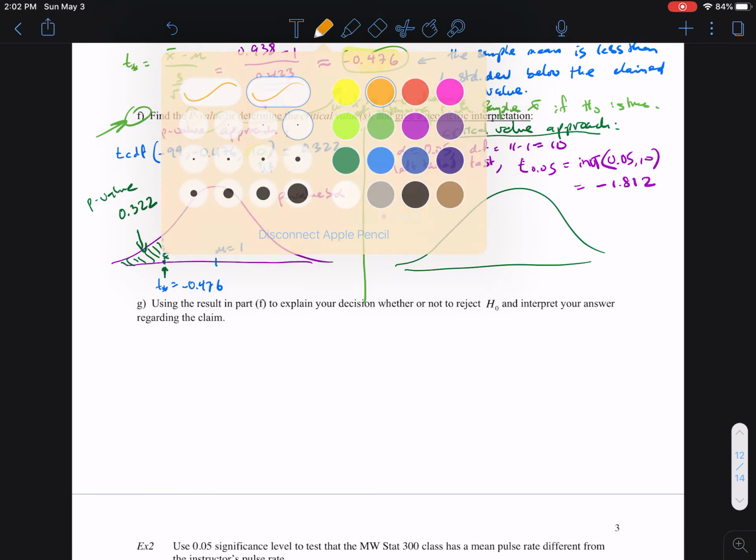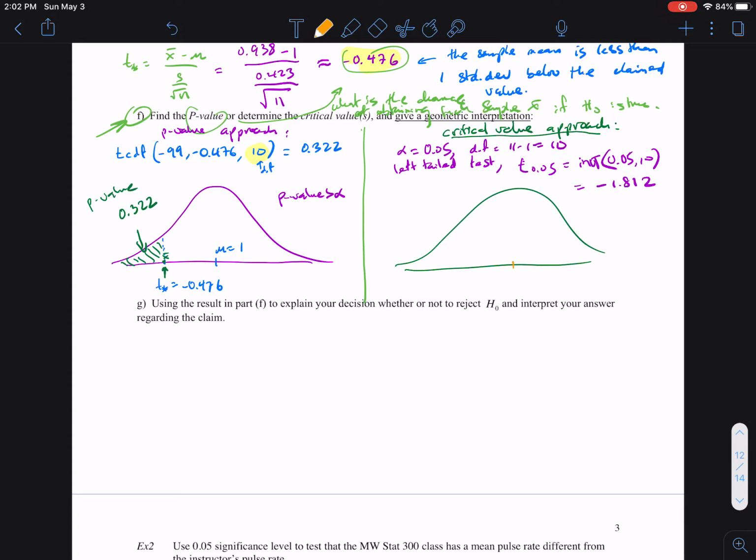Okay, all right, so here's 0, and then here is the t alpha, so that's negative 1.812, and then we're going to say this here is the critical region. That critical region has a value of alpha equal to 5%. And then over here is the non-critical region.